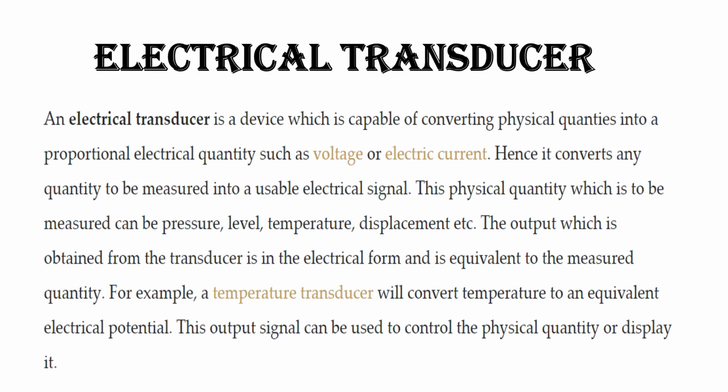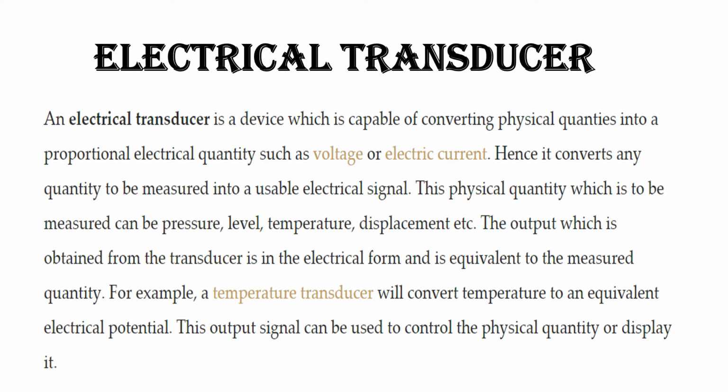Here's some basic introduction of electrical transducer. What is this? An electrical transducer is a device which is capable of converting physical quantities into a proportional electrical quantity such as voltage or electric current. Hence, it converts any quantity to be measured into a usable electrical signal. This physical quantity which is to be measured can be pressure, level, temperature, displacement, etc.